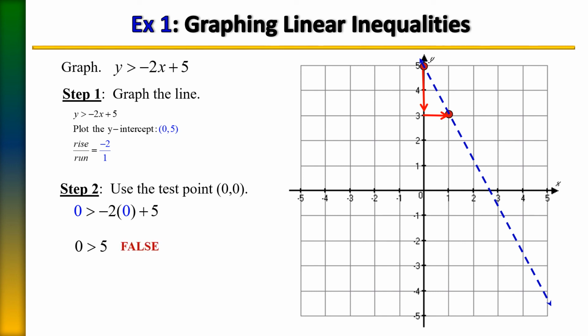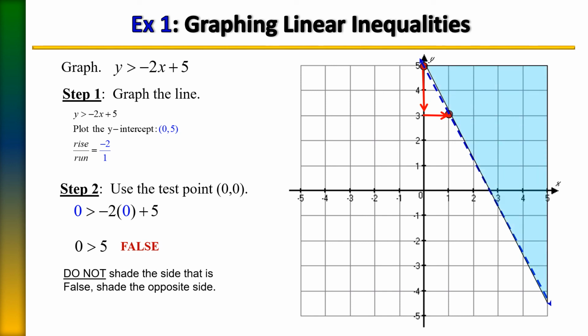And since that region over where the test point is was false, that means every point on that side is false, which means by default, the true side would be to the right, and that would be the region we shade. And there you have it, graphing linear inequalities using the test point method.